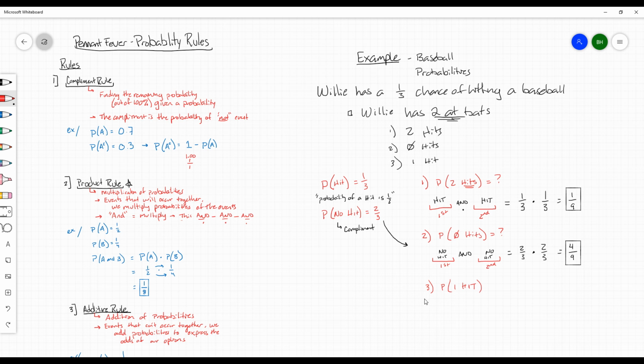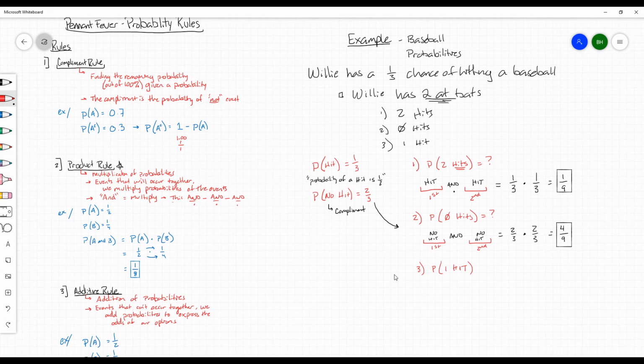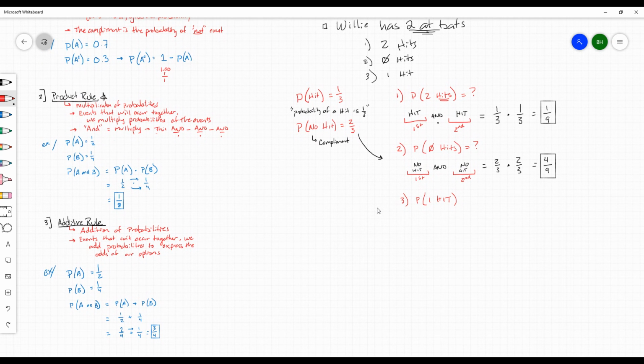Looking at the probability that Willie gets only one hit, we have to organize the problem, not differently, but we have to think about all possible options. So if I set it up again, and we have one at bat by Willie, and we have a second at bat by Willie, we'll see a couple things.